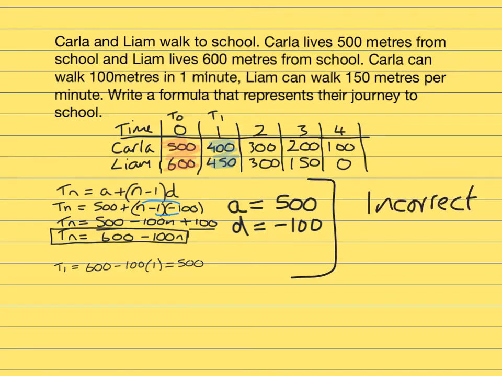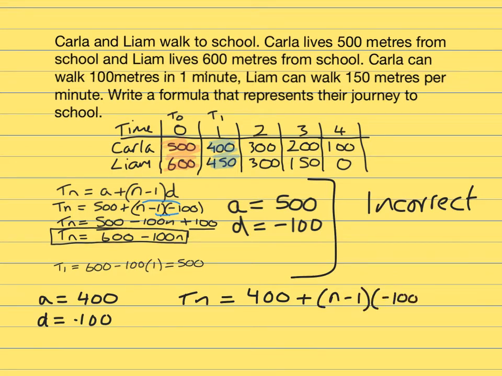So you would need to make sure that your A, your first term, is 400. That's where she is after 1 minute. And then your difference is still going to be the same, minus 100. And when I stick that into my Tn formula, I'm going to get 400 plus (n minus 1). And my d is minus 100.